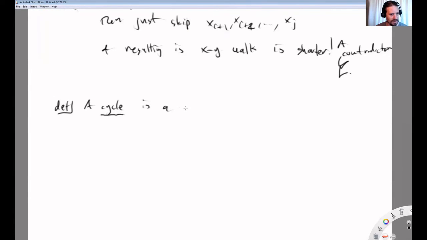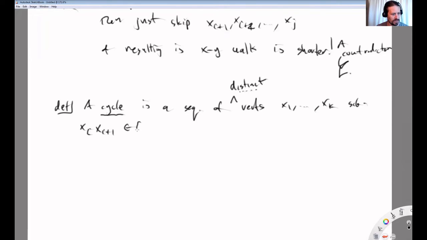So a cycle is a sequence of vertices x1 up to xk, such that the xi are, this is important, distinct. Okay, there's no repeats in a cycle. Distinct vertices such that xi and xi plus 1 is an edge, for i equals 1 up to k minus 1, and xk x1 is an edge. If I wanted, I could have written this modulo k, but it doesn't quite work out perfectly.